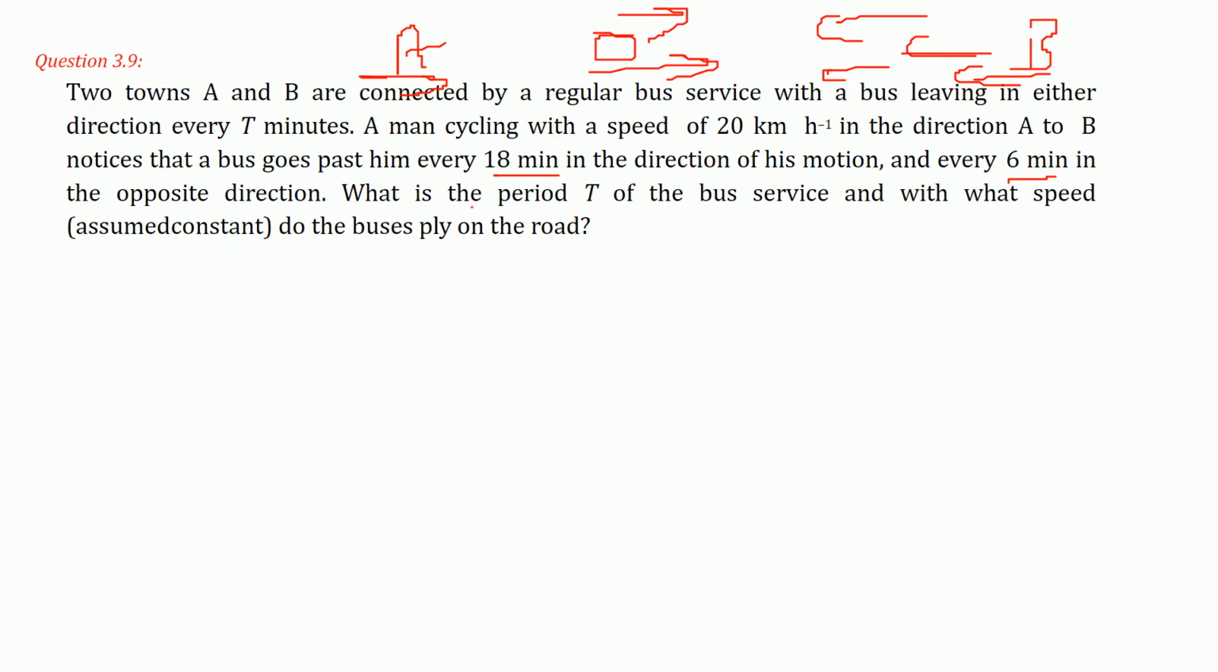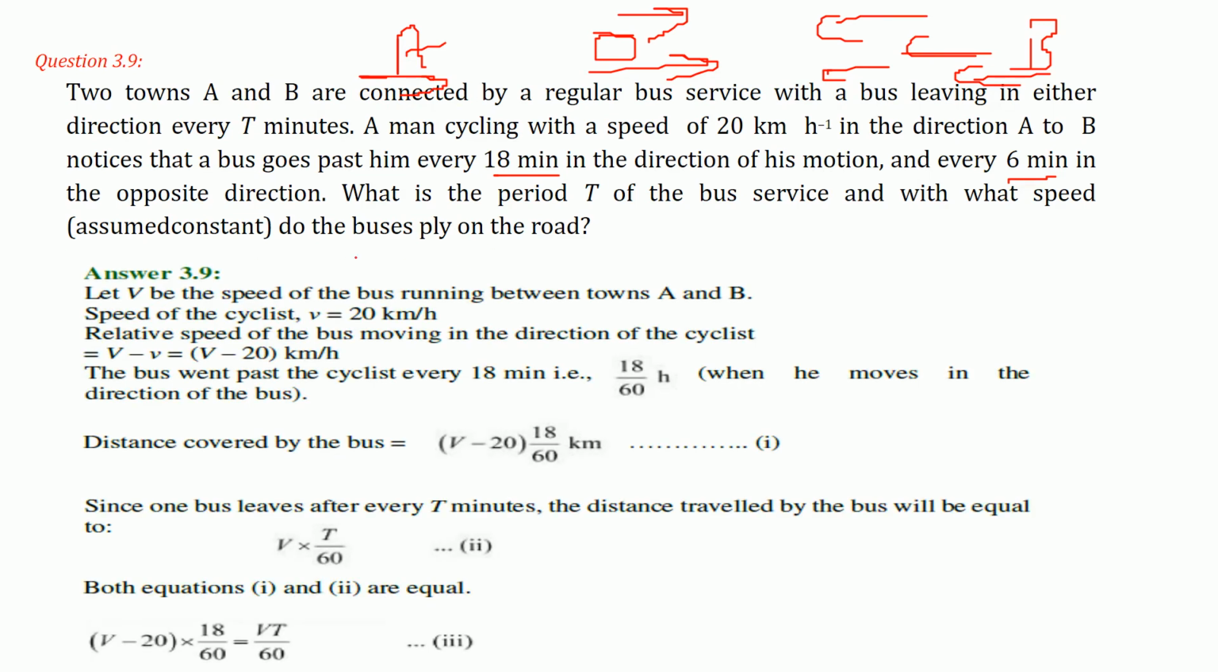So what is the period T of the bus service, and with what speed do the buses ply on the road? So what we will do here is, let capital V be the speed of the buses running from A to B, the normal speed of the buses. The speed of the cyclist is given as 20 km an hour. What is the relative speed of the buses moving in the direction of the cyclist? It will be V minus 20.